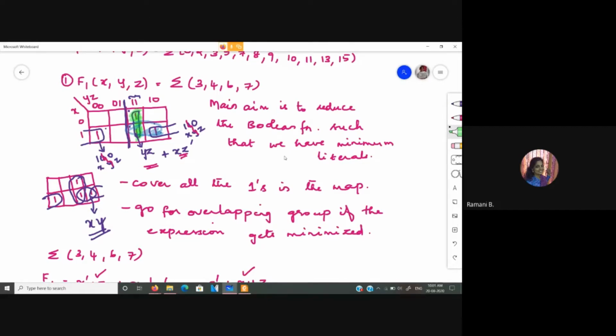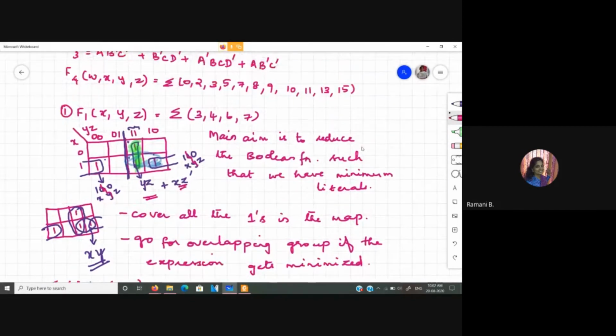Okay. The same way here, as I mentioned, y is changing value. Here you have a 0 and here you have a 1. So x is equal to 1 and z is equal to 0 is the common thing. So we have the expression as x z bar. Okay, do you understand now? Okay, so I assume that you understood and I am moving ahead.